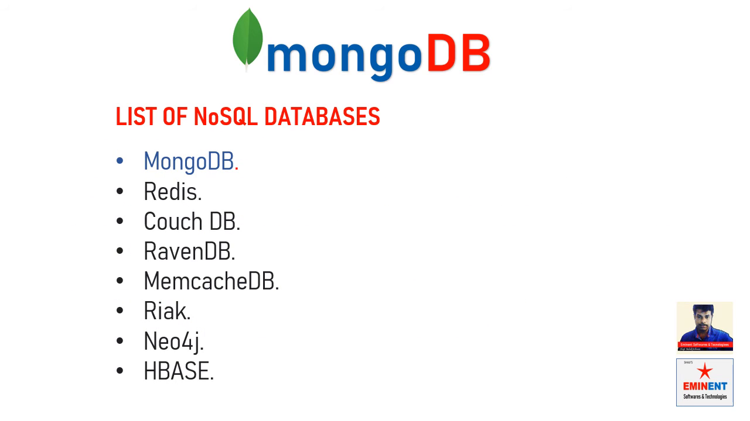Here is the list of NoSQL databases. The first one is MongoDB, that's what we're learning. Other than MongoDB, we have Redis, Couch, and so on.